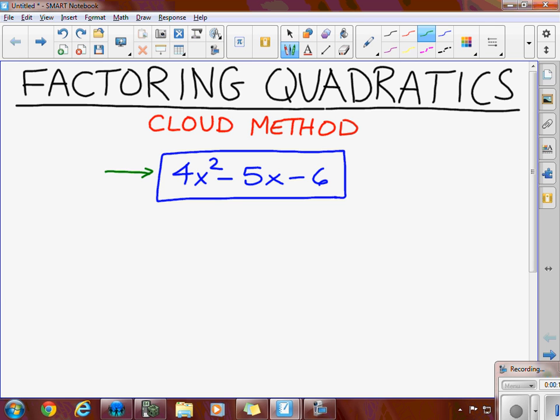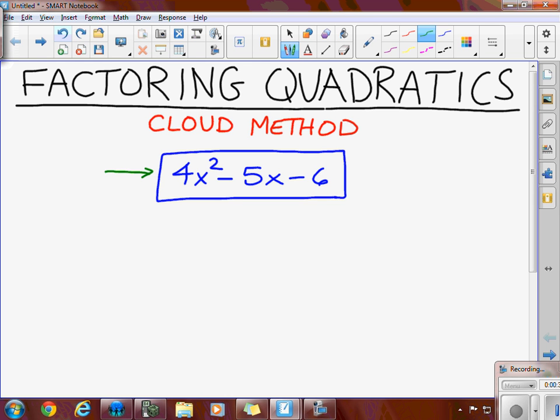First step in factoring any quadratic is to look at each of the terms in the quadratic, 4x squared minus 5x minus 6, and try to identify if there's a greatest common factor that can be factored out of any of them. 4x squared minus 5x minus 6 has nothing that I can divide out of all three, therefore there's no GCF. I can get right into factoring this.